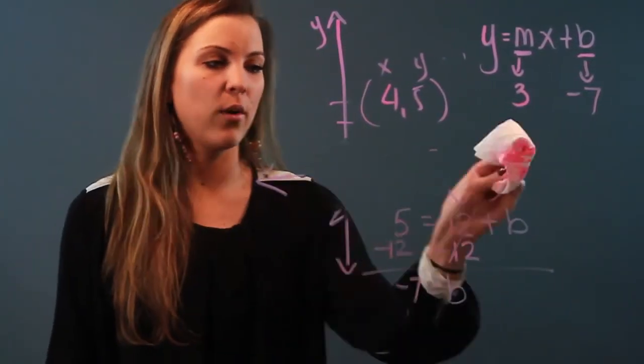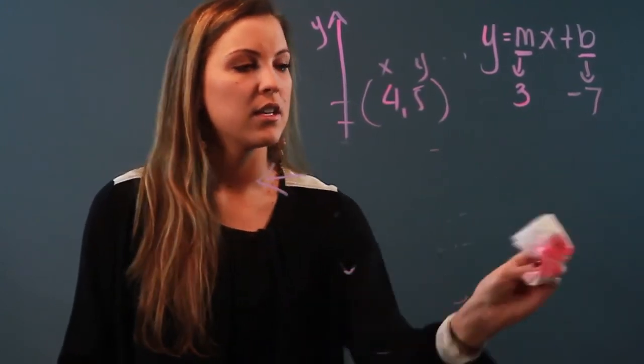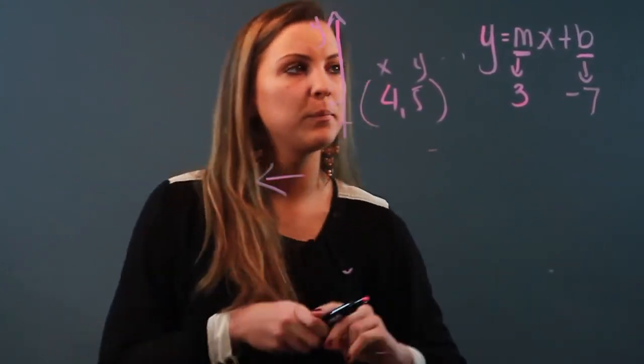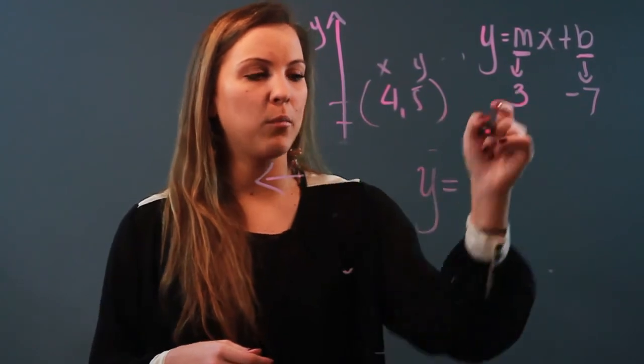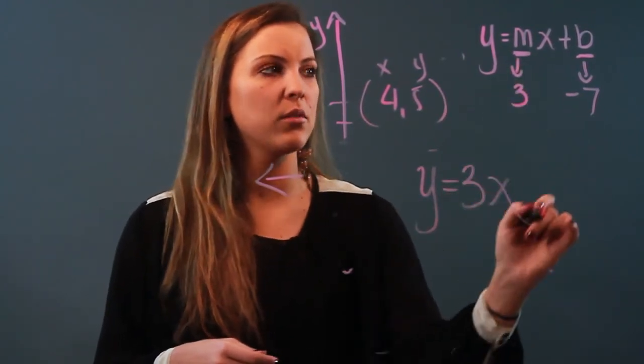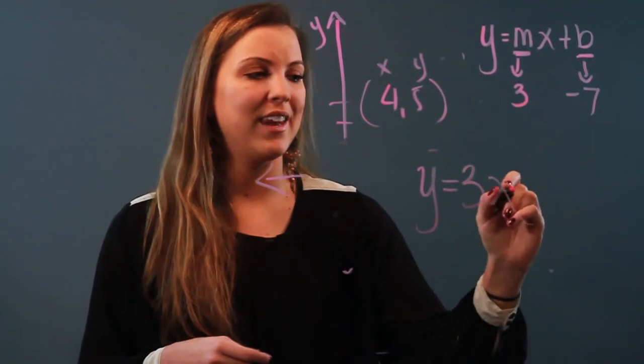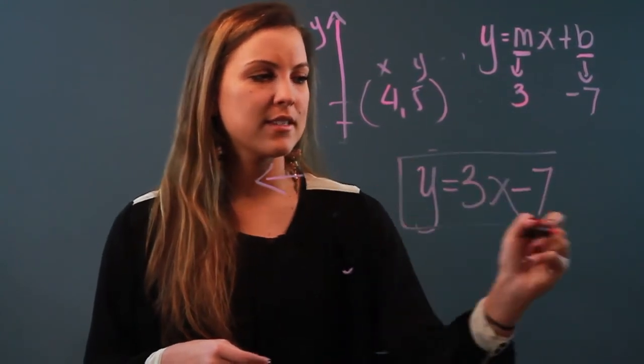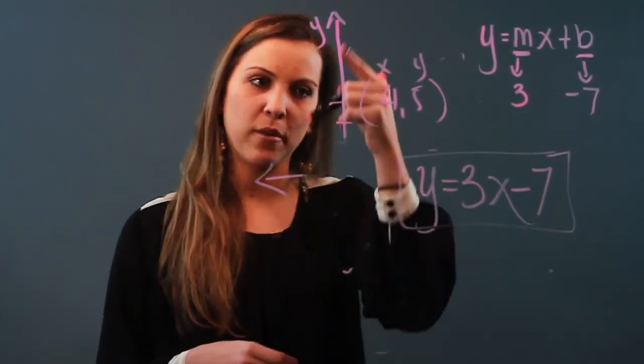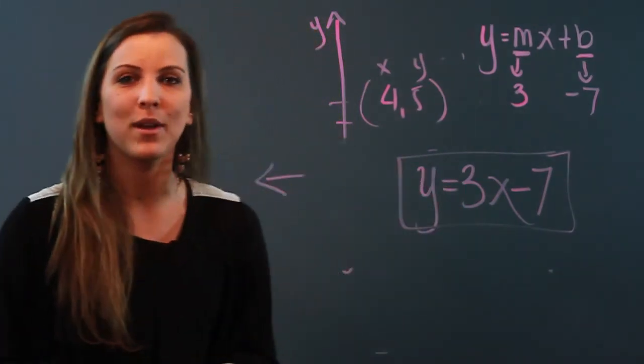And now that I have the 2 important things that I needed, I can go ahead and write the equation of the line. So I'm going to leave my y alone. I'm going to substitute m with 3. I'm going to leave my x alone, and I'm going to substitute b with -7. And this is the equation of the line that I got from the graph that I was given. And that's how you write an equation given a graph.